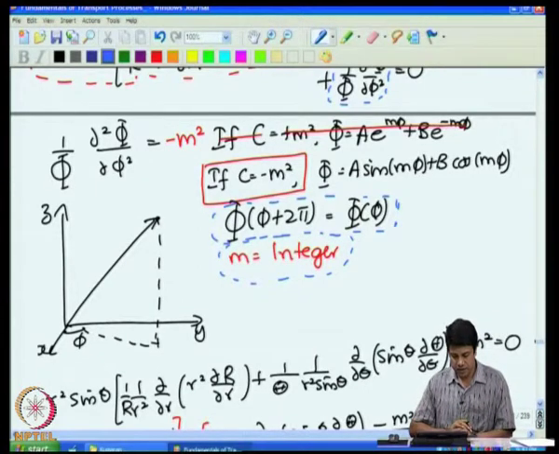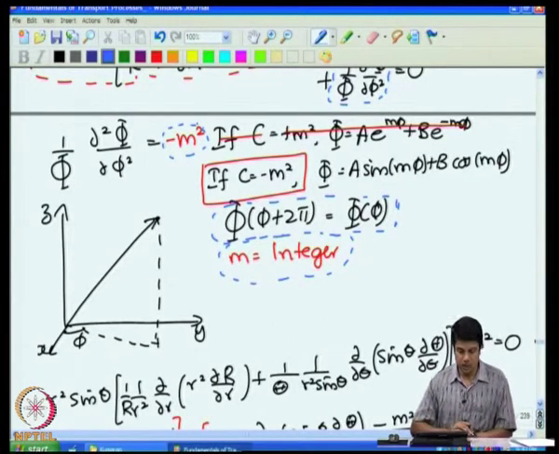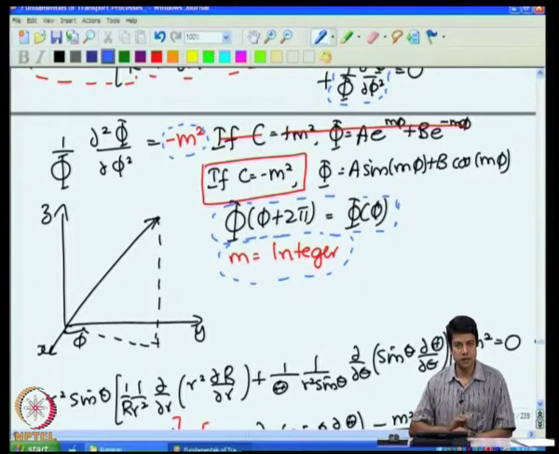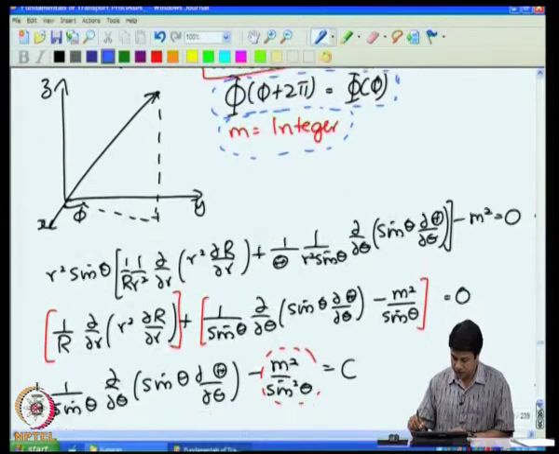That means that this coefficient here, the constant in the separation of variables, has got to be minus m square, where m is an integer, because only if I have functions of the kind sine and cosine of m phi and m is an integer, I will get solutions which have that periodicity of 2 pi. So, this straight away gave us sine and cosine functions in the phi direction, and then we went on and solved for the theta direction.